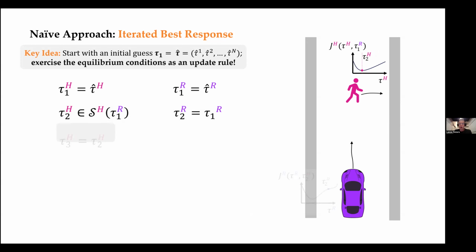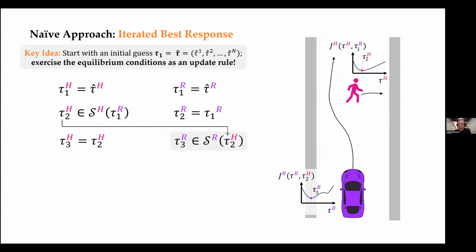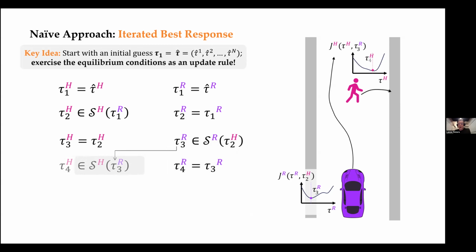Now we fix the human's strategy and we plot the robot's cost as a function of their trajectory while fixing the human's trajectory. And we can again perform a unilateral minimization. And maybe now the robot decides, okay, if the human proceeds to the right, then I can pass them on the left. Now we'll fix the robot strategy again and update the human.